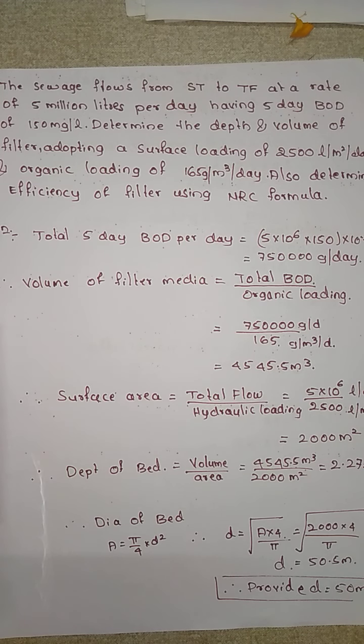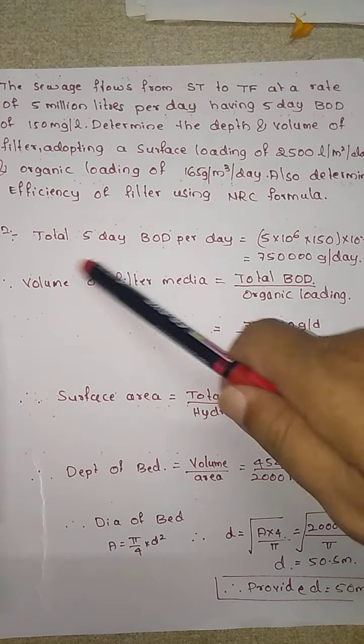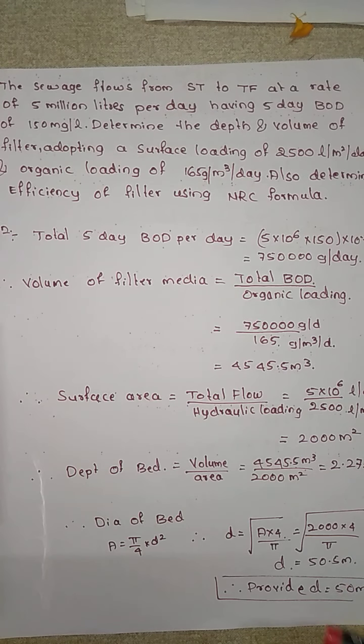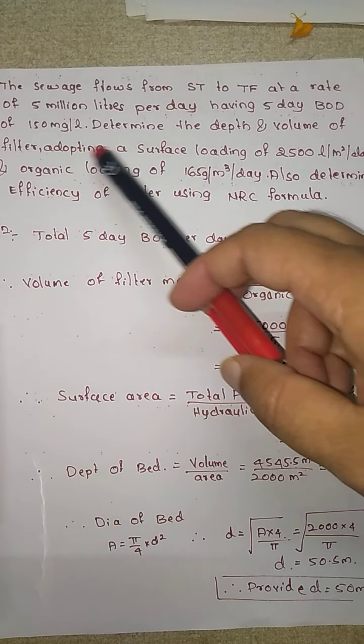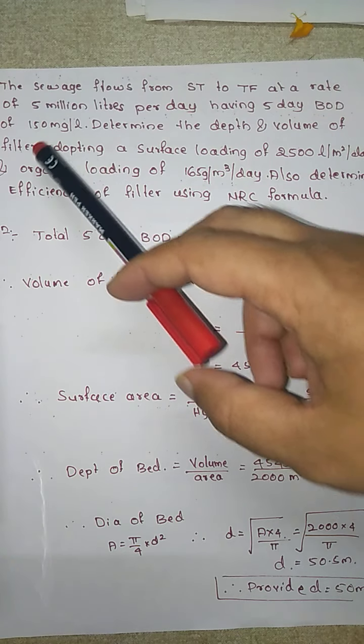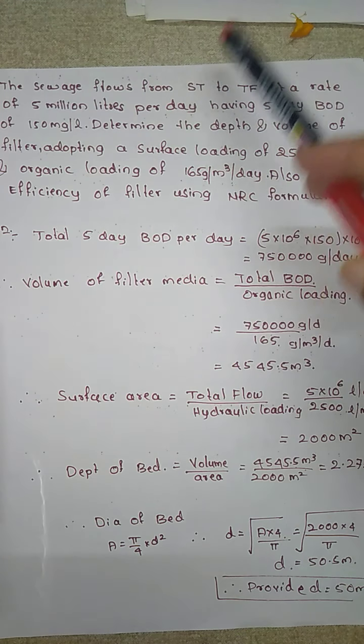All these things they have asked in the problem. Now the first thing we need to do is convert the 5-day BOD to per day. We need to find out the 5-day BOD per day. They have given you the 5-day BOD value for some quantity of water, and that quantity of water is 5 million liters per day.